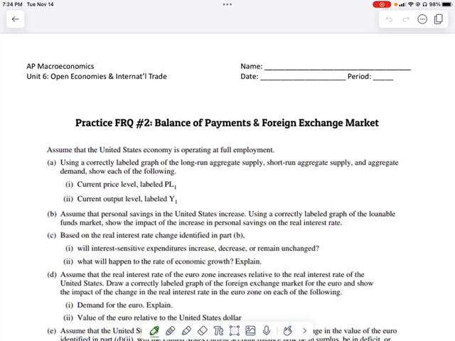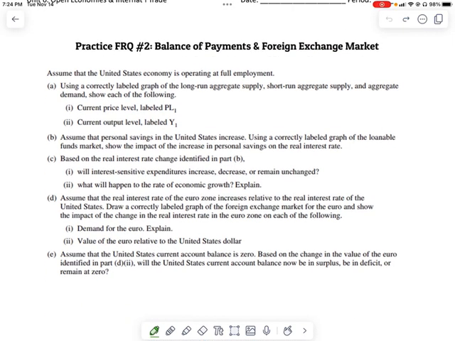Okay, this is a video tutorial of practice FRQ number 2 from Unit 6. The balance of payments in foreign exchange market are part of this question. So again, similar to the question we did before, this is one of those longer FRQs. It's going to be worth 10 points. This is supposed to take us about half of our time in the AP exam.